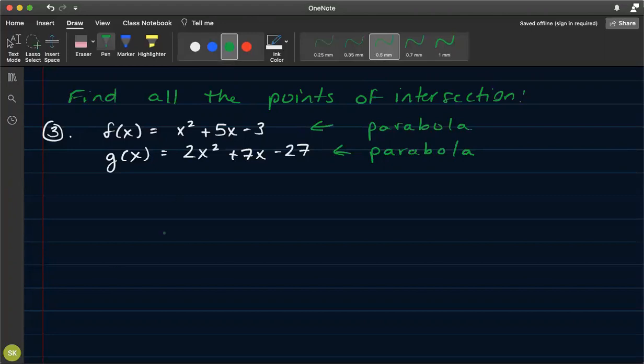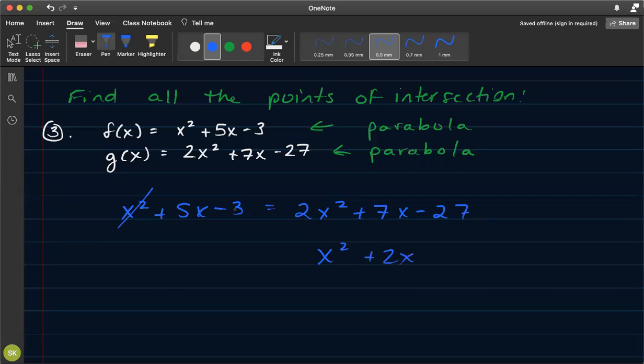So I'm going to do exactly what I did before, which is set the equations equal to each other. So x squared plus 5x minus 3 is 2x squared plus 7x minus 27. Then I'm going to move everything to one side. It doesn't matter which side you move it to. I'm going to move the stuff to this side. So I'm going to subtract x squared, so I get 2x squared minus x squared, which is just x squared. Subtract 5x, so I get 2x. And then add 3, which I think is negative 24. So that's equal to 0.